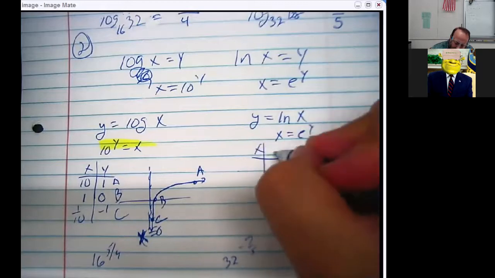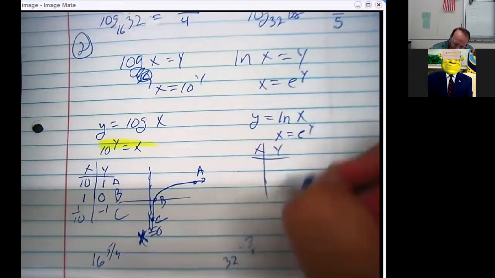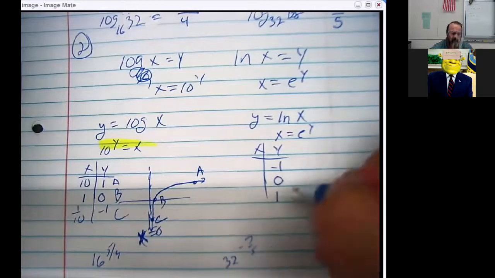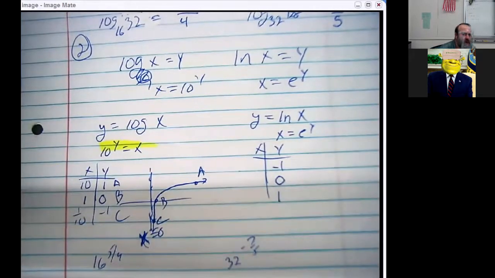And the same thing's going to happen over here, and I'm going to write x is e to the y, same as I did before. I know you're not going to like this, but it is what it is. I'm going to make different numbers for y. Notice I'm going backwards, aren't I? Why am I going backwards? Because it's an inverse. Inverses go backwards.